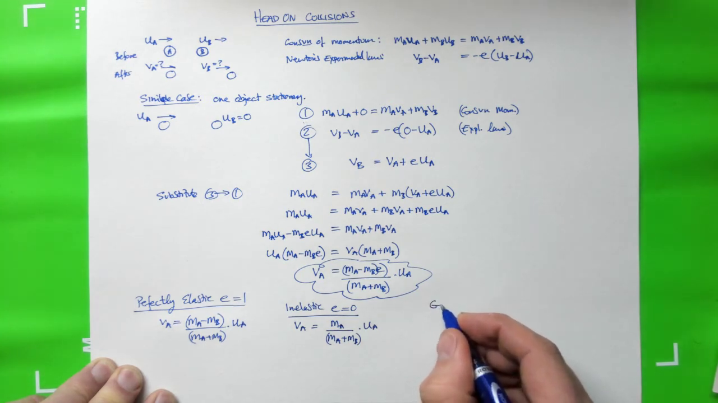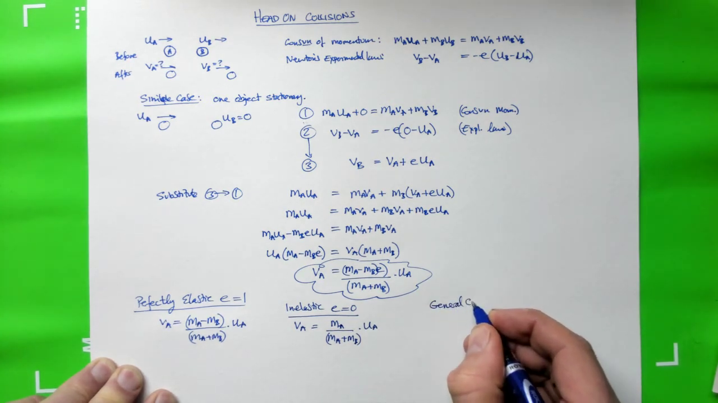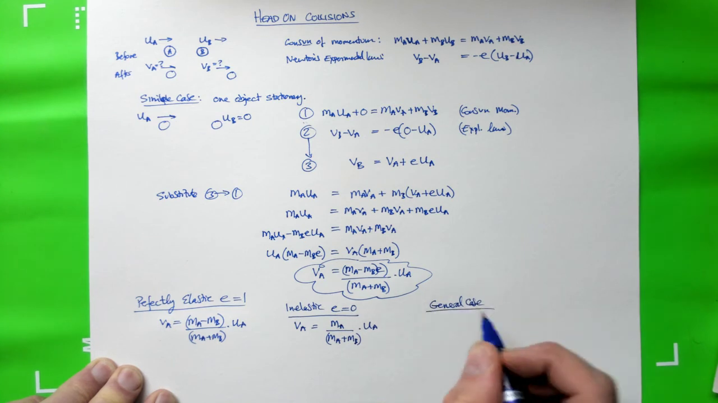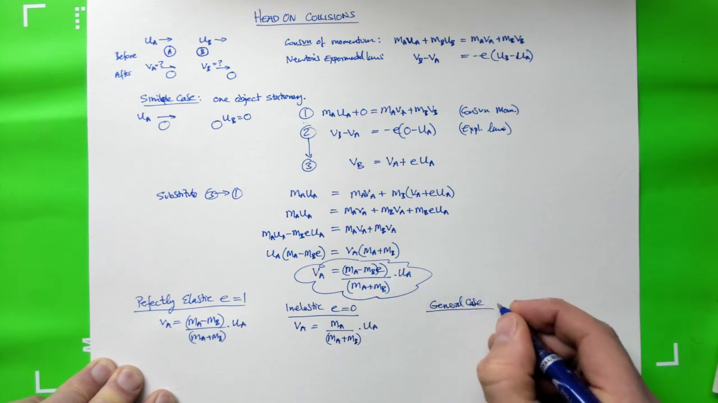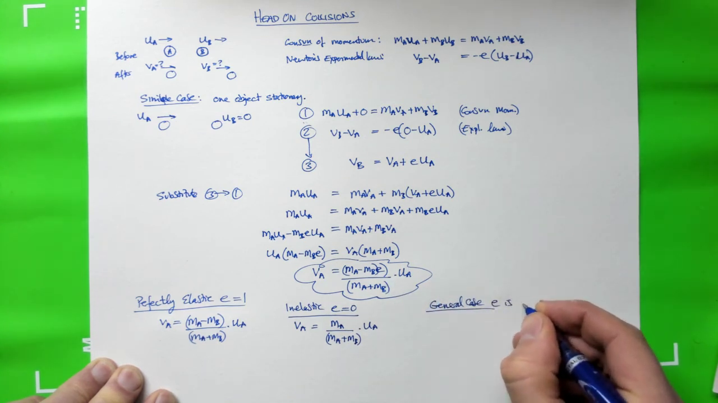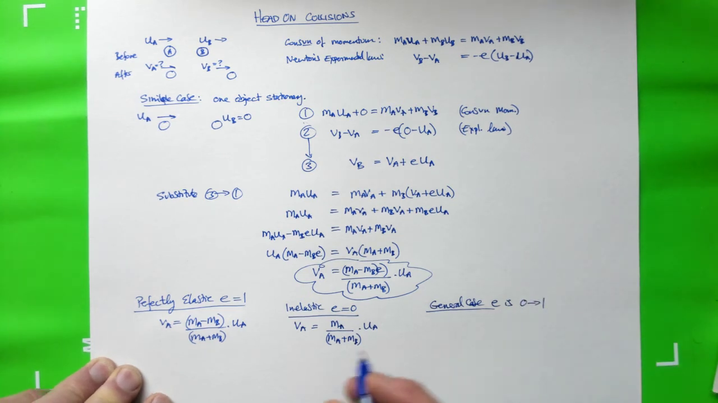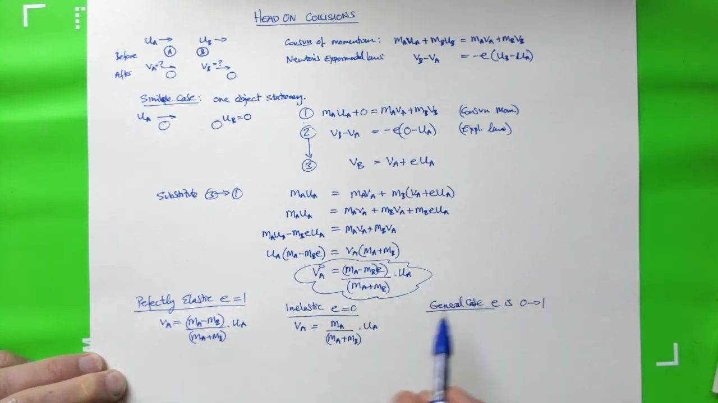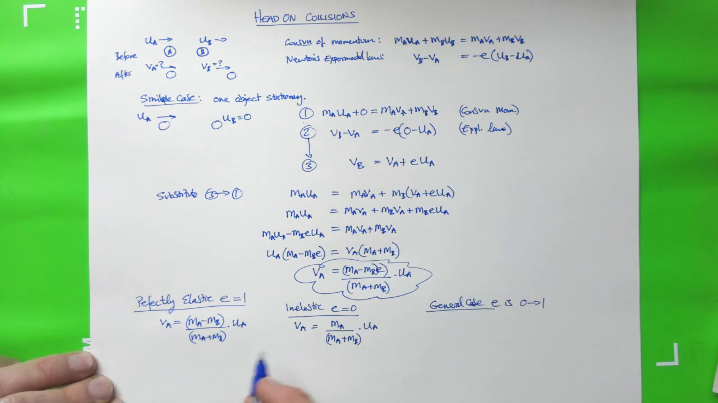And then we can look at the general case, which is the answer for the general case, where E can be anything, somewhere in the range 0 to 1. Then we can look at another set of cases. Let's consider, what if the masses of the two were equal?